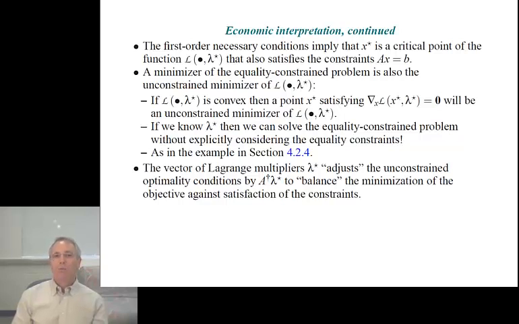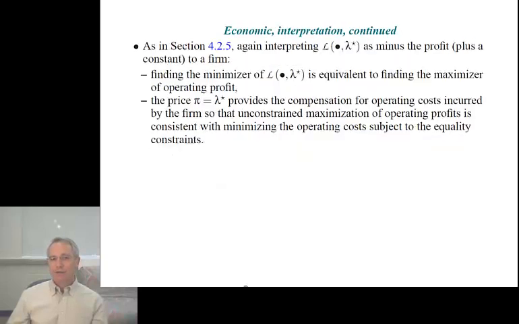If we know lambda star, we can solve the equality constraint problem by just solving the associated unconstrained problem of minimizing the Lagrangian. We've already seen this in an example. And again, the vector of Lagrange multipliers, lambda star, adjusts the unconstrained optimality conditions by A transpose lambda, and that's just enough to balance minimization of the objective against satisfying the constraints. And as in section 4.2.5, if we interpret the Lagrangian as minus the profit plus a constant, then finding the minimizer of the Lagrangian is equivalent to finding the maximizer of operating profit.